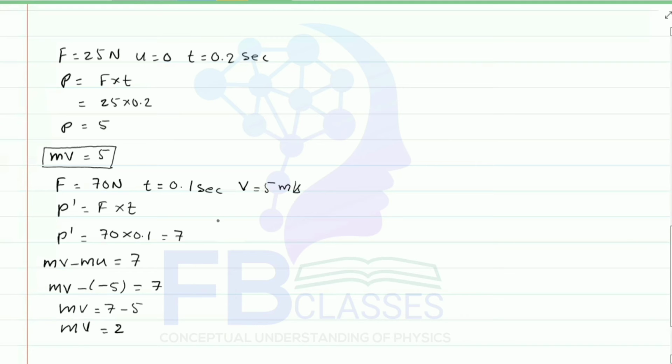Yes or no? Now we have to find out the mass. So mv is equal to 2. So now m is equal to 2 by v. So m is equal to 2 by v. How much did it come? In the first case it is 5. That is equal to, m is equal to, it comes as 0.4 kg. So that is our final answer.